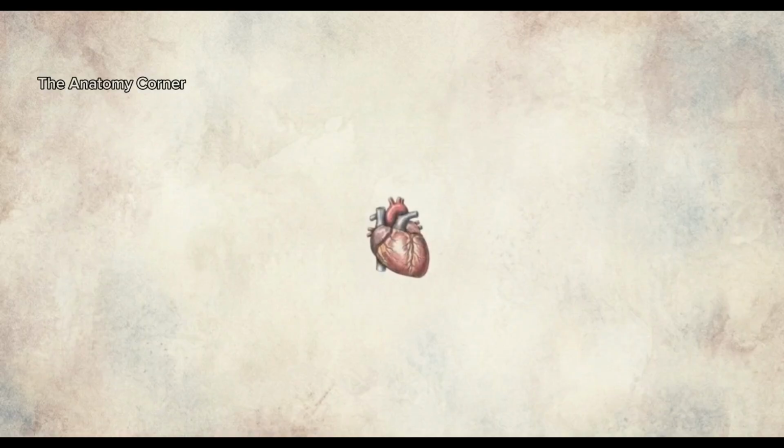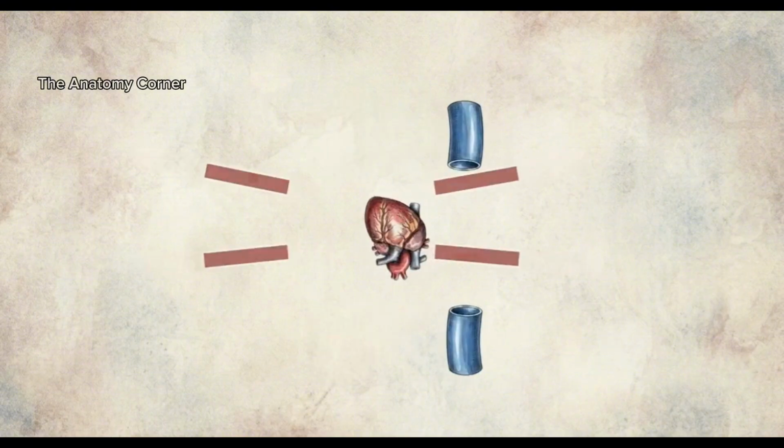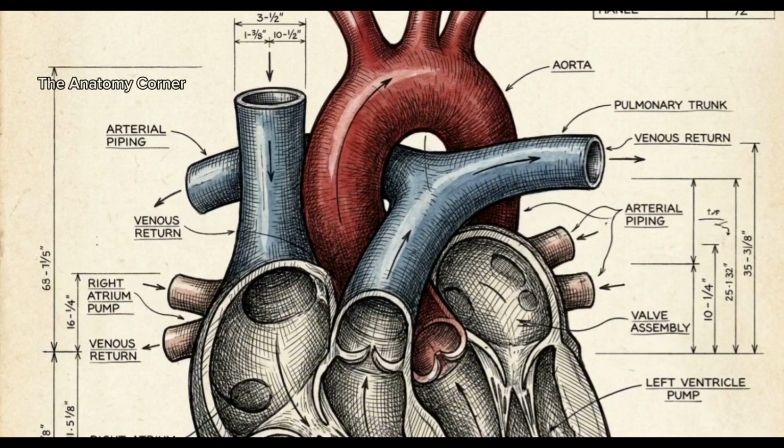Now we connect the main plumbing. Deoxygenated blood feeds into the right atrium via the superior and inferior vena cava, while 4 pulmonary veins deliver oxygenated blood into the left atrium. Exiting the pump, the pulmonary trunk channels blood from the right ventricle toward the lungs, and the massive aorta arches out from the left ventricle to drive the systemic circulation.